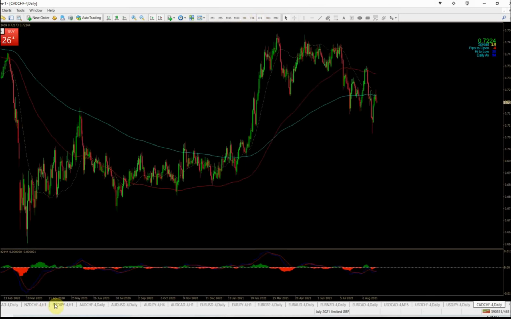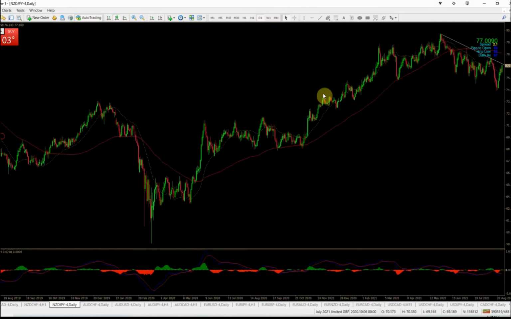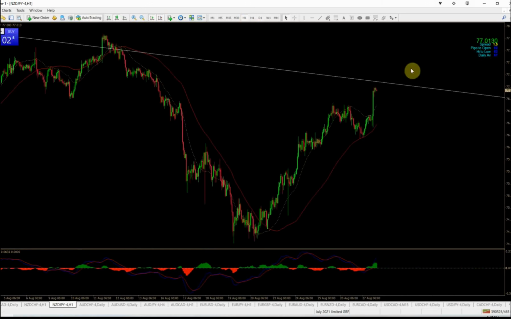Actually, let me go to a different chart, because there is a larger discussion here. So here's an example. This is the Kiwi yen on the hourly chart. This is a perfectly valid trade to the upside. You had this crossover. This is a perfectly valid upside trade, even though on the longer term time frame we had a downtrend going. Okay, we had this downtrend going, but this is a valid trade to the upside.